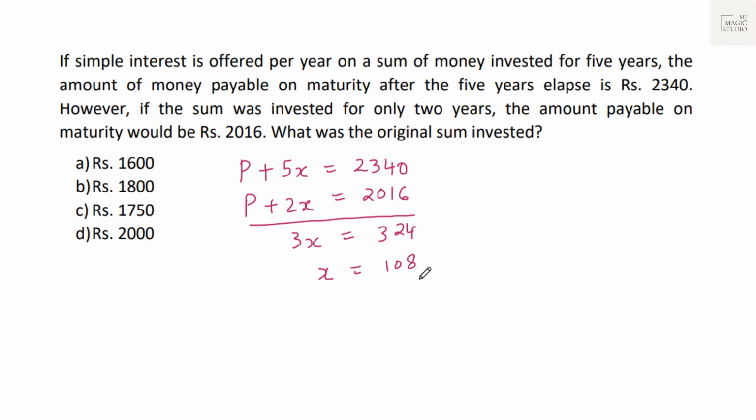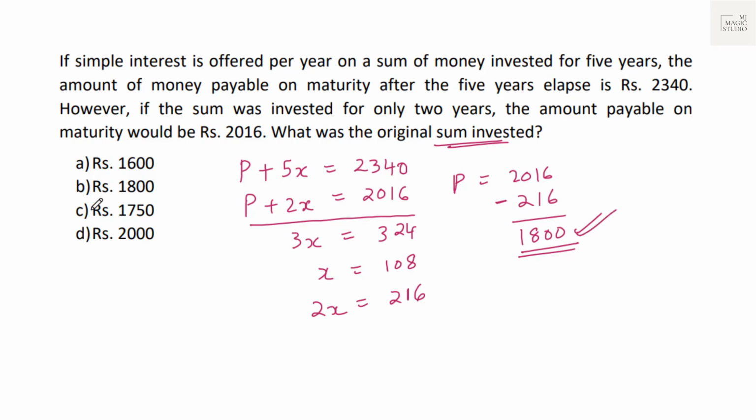Per year, simple interest payable is 108. So for 2 years, simple interest payable is 216. Principal is 2016 minus 216, that is 1800. Now let's see what is asked. What was the original sum invested? Original sum invested is rupees 1800, that is in option B. No need to find R and T and use that simple interest formula. You can simply prepare equations and just go for it.